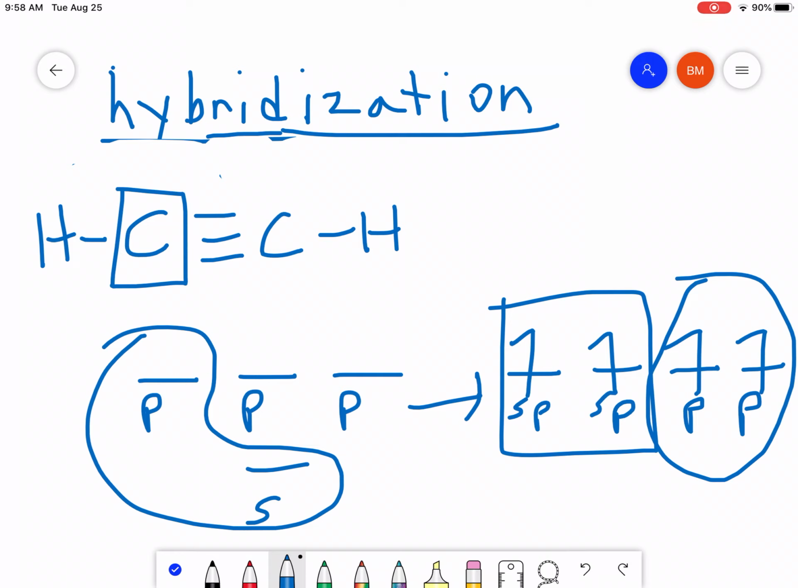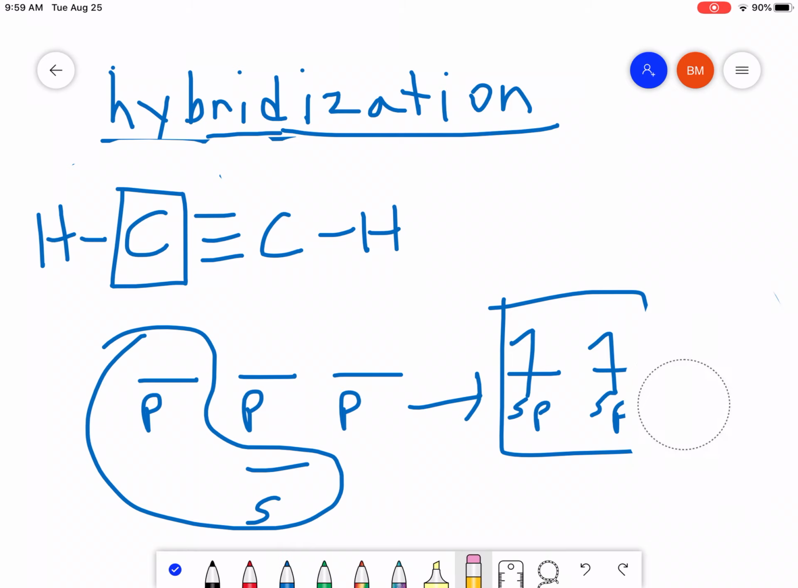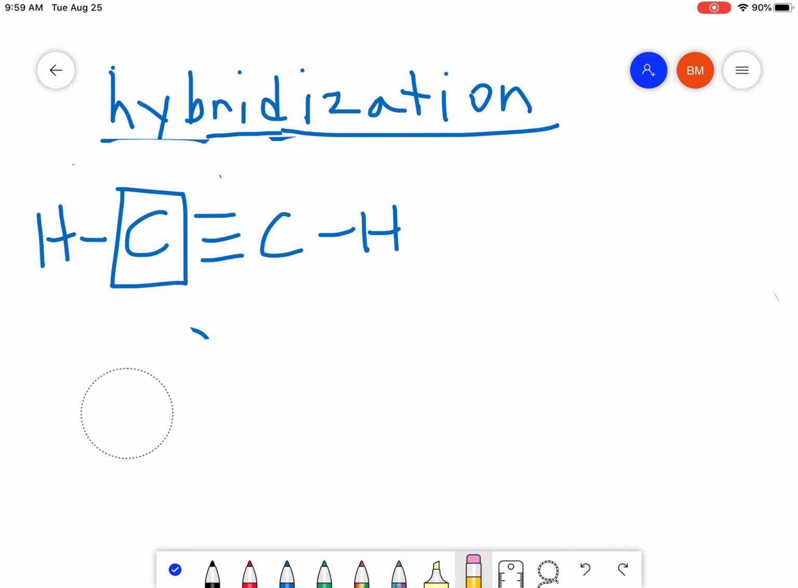When you guys are doing this, again, hybridization is one of those things that some people have a little bit of a hard time with initially. So if you're having any questions for me or any struggles as you're doing this, please let me know.